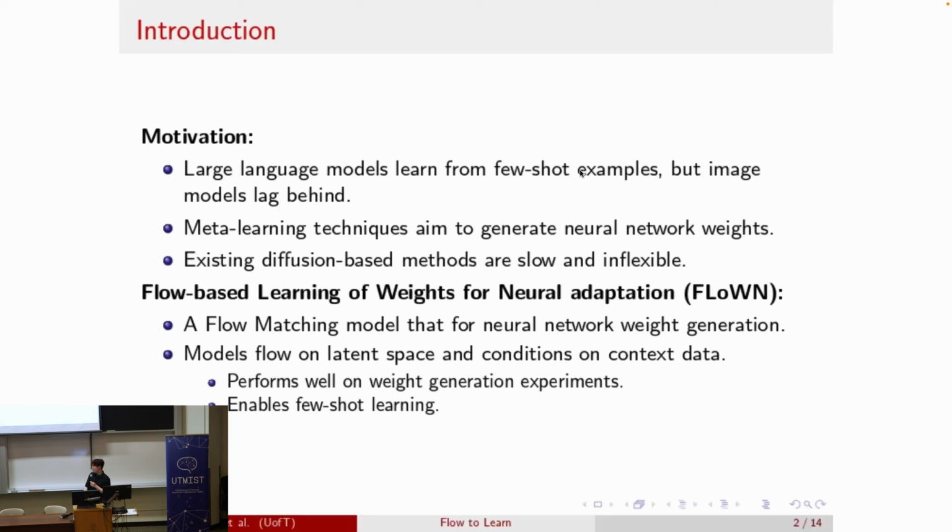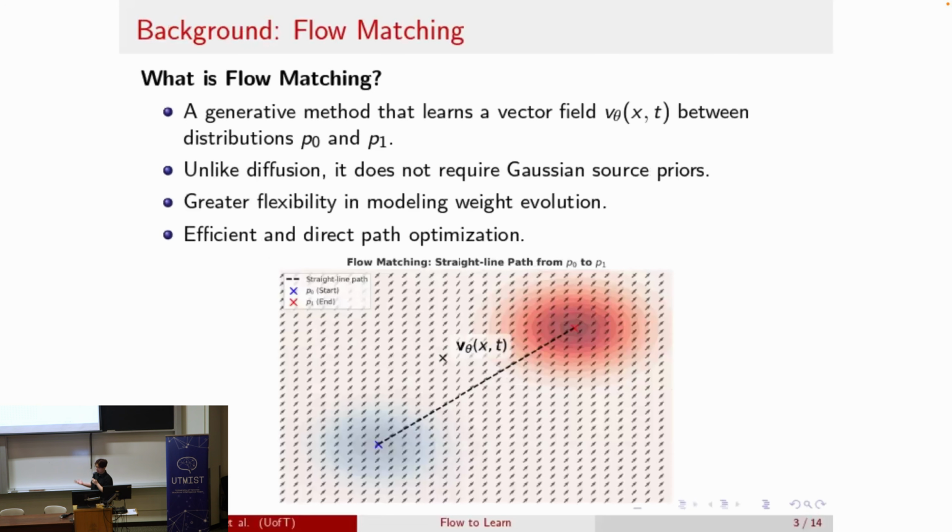One other thing to note is that we flow on latent space, which means we have an encoder-decoder architecture somewhere in there, and we'll later show that it performs well on weight generation and some few-shot learning tasks.